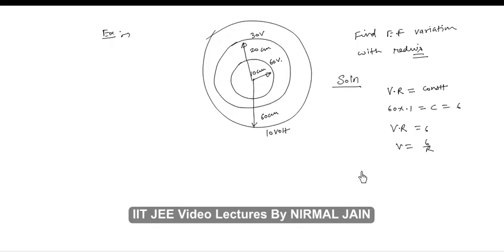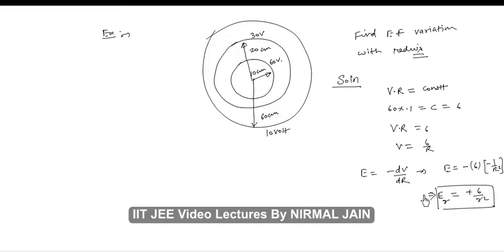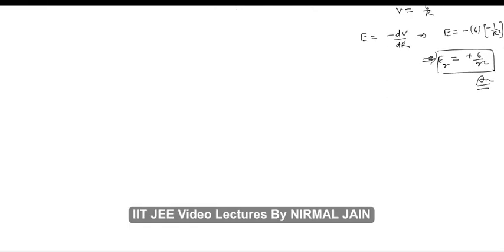Now we know that electric field is simply minus dV by dr. Then in this case the electric field will be minus 6 constant, differentiation of 1 by r is minus 1 by r square. So the electric field as a function of radius r will be plus 6 by r square, like this only. So this is the answer for the variation of electric field with distance.